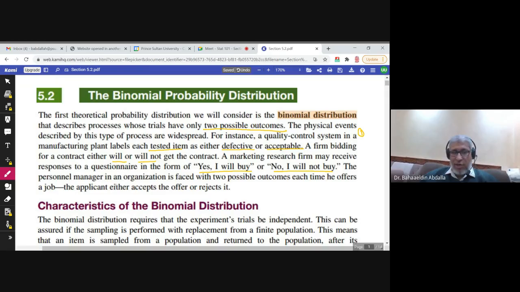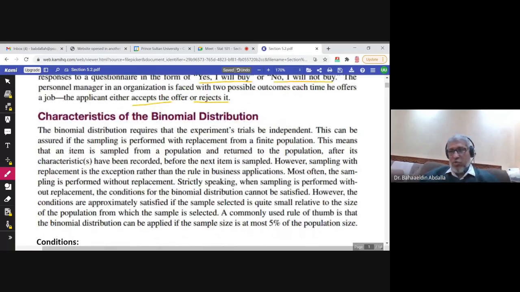The personnel manager in an organization is faced with two possible outcomes each time he offers a job. So this is the manager, he offers a job, and the response would always be, I accept the offer, or I reject the offer. So these are some examples of experiments with two possible outcomes.